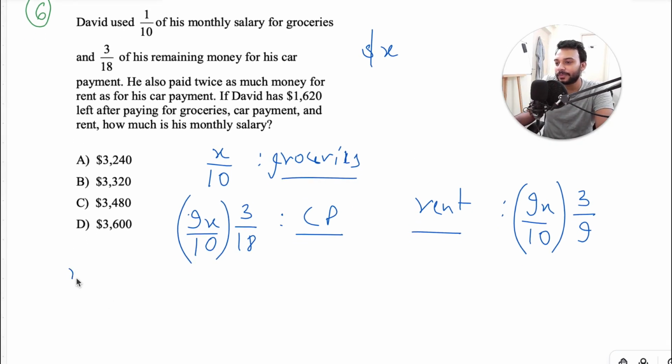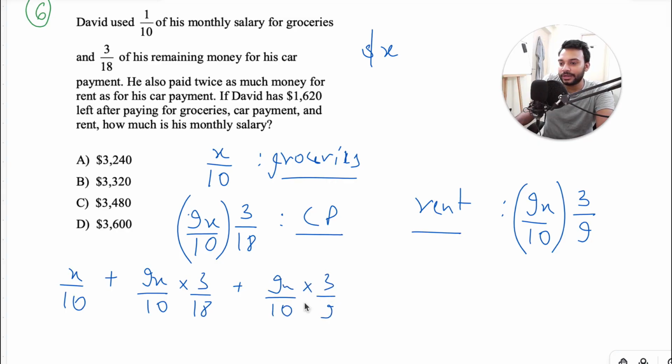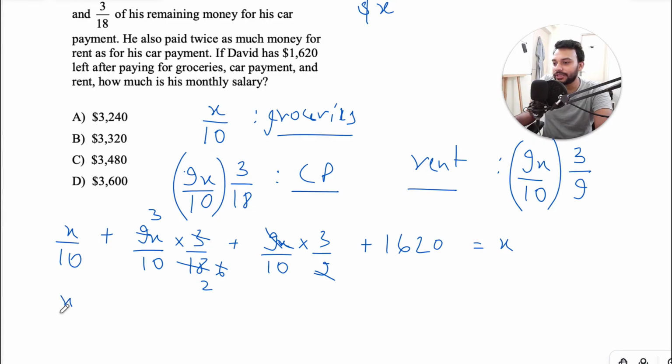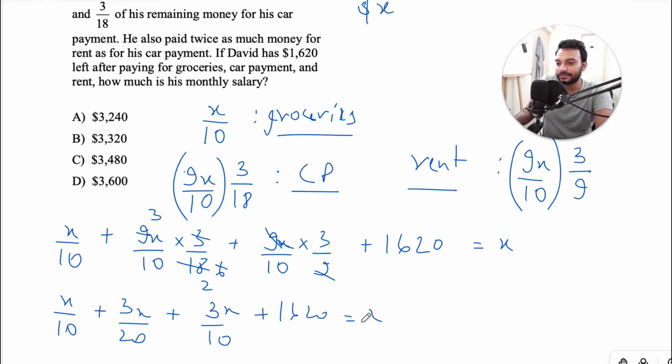So the equation becomes x over 10 plus 9x over 10 times 3 over 18 plus 9x over 10 times 3 over 9 plus 1,620 is equal to x. Okay, let's simplify these. 3 times 6 and 3 times 2, 3 times 3, then this and this cancelled. So we have x over 10 plus 3x over 20 plus 3x over 10 plus 1,620 is equal to x.